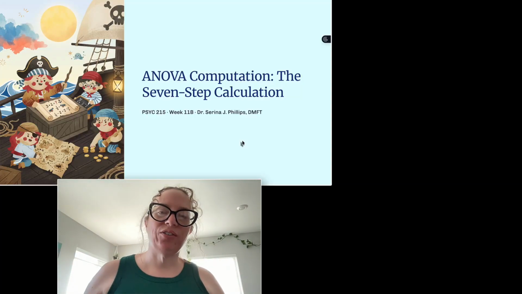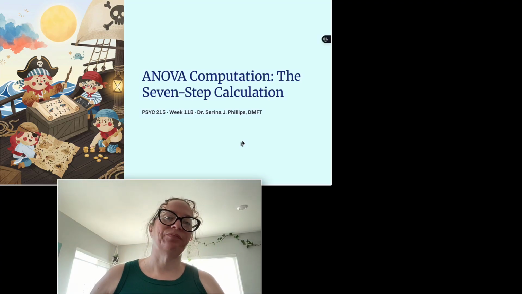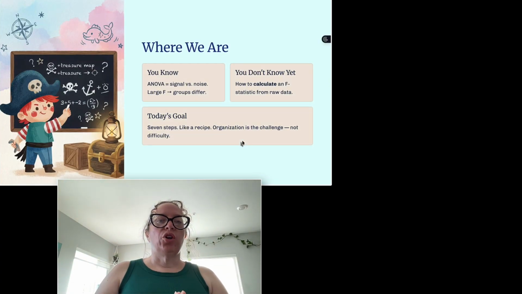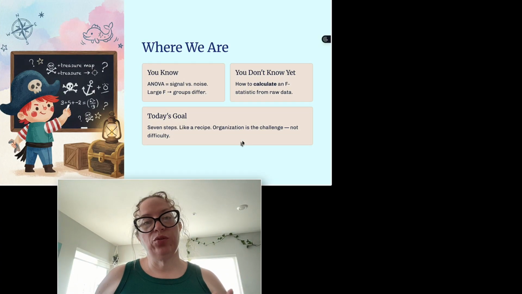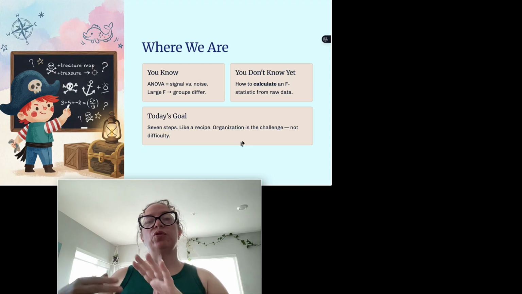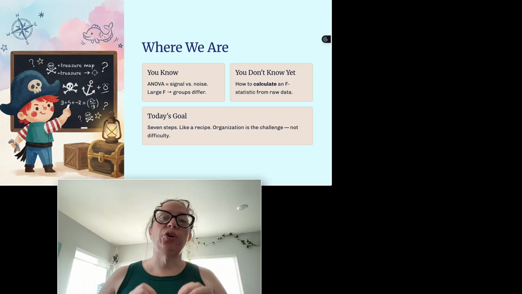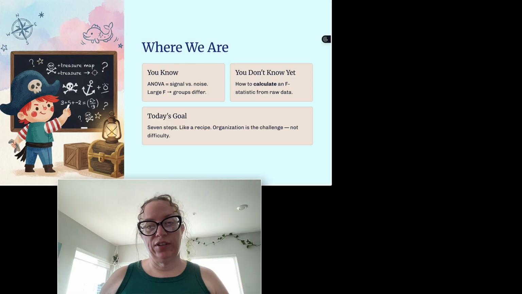All right, guys, we are on to part B, where we're actually going to be doing the hard part and doing the calculations. So, last time you learned what ANOVA was and why it works. You understand that it's a test comparing signal to noise, the between group variance relative to the within group variance. You know that large F means the groups differ and a small f means that they don't. But you don't know how to actually calculate an F statistic from raw data. So that's what today is about.